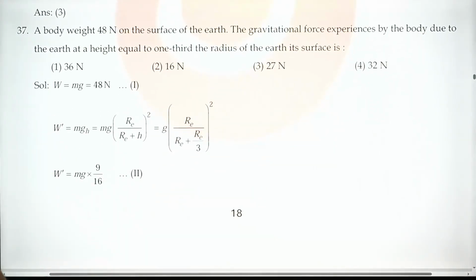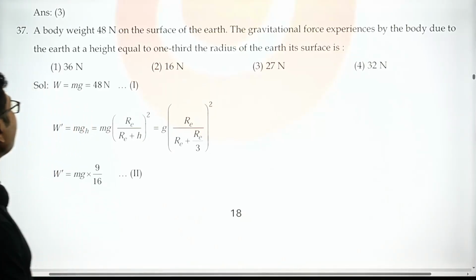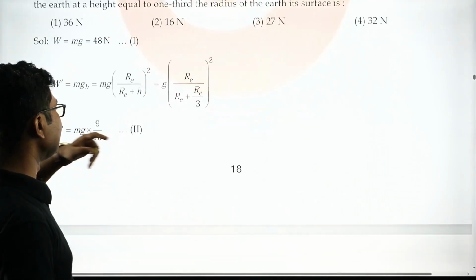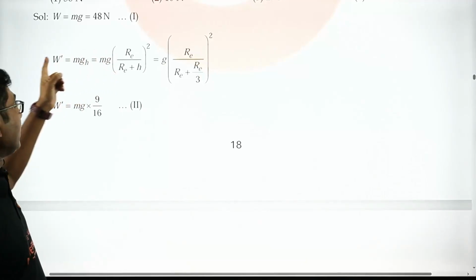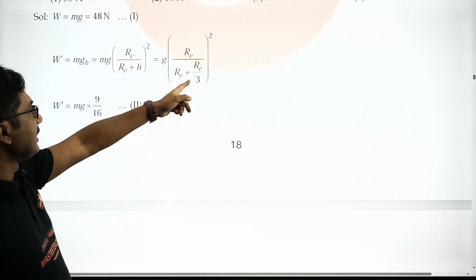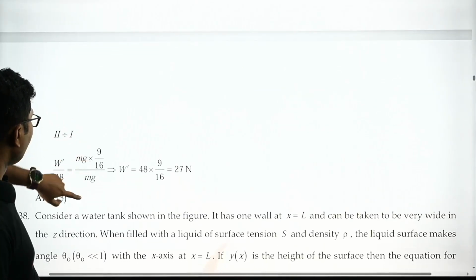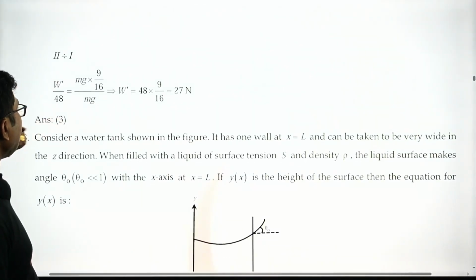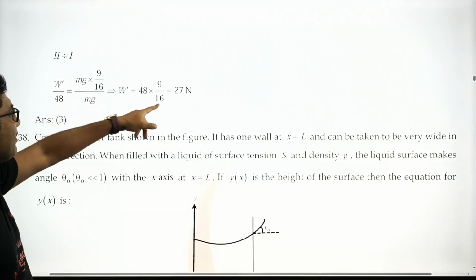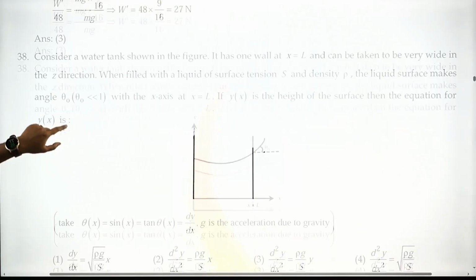A body weighs 48 Newton on the surface of the earth. The gravitational force experienced by the body due to the earth at a height equal to 1/3 the radius of the earth from its surface is... It is an easy question. So W' = mg·Re²/(Re+h)². Here h is given as Re/3. From there you can calculate 9/16. So W'/48 = 9/16. You just multiply the actual weight of the object and you will get 27 Newton. This is an easy question.